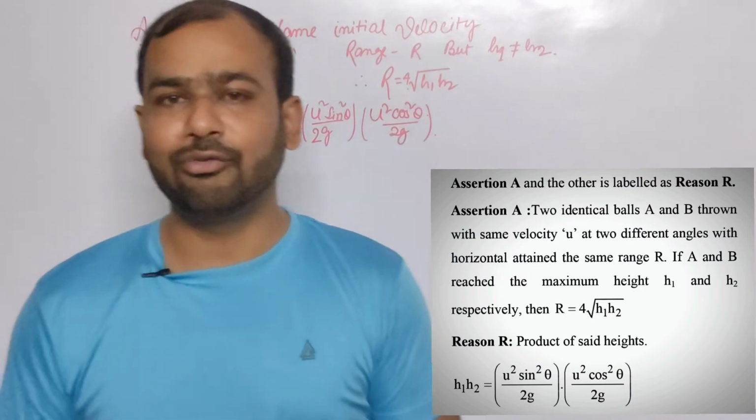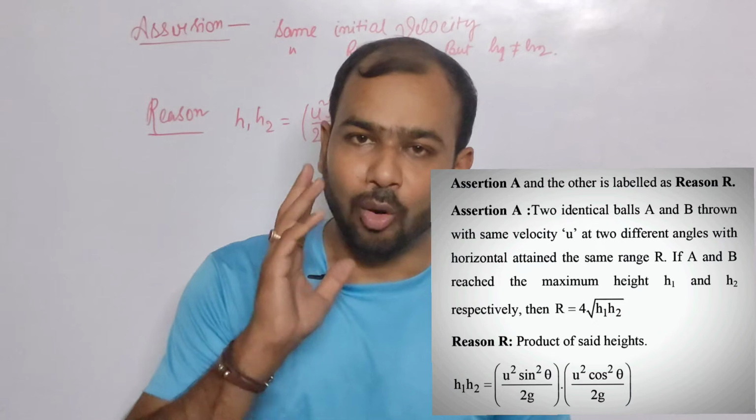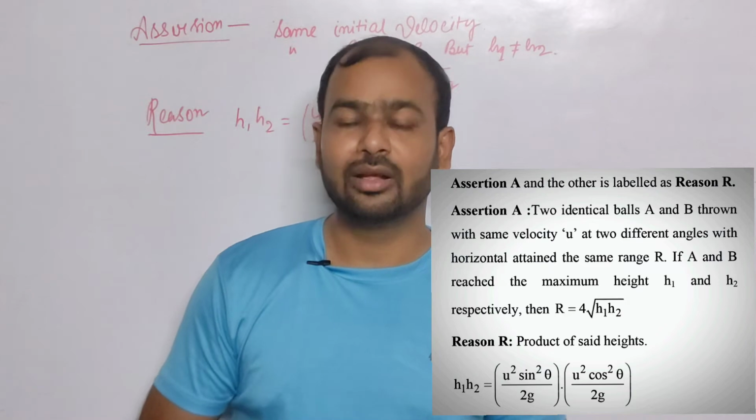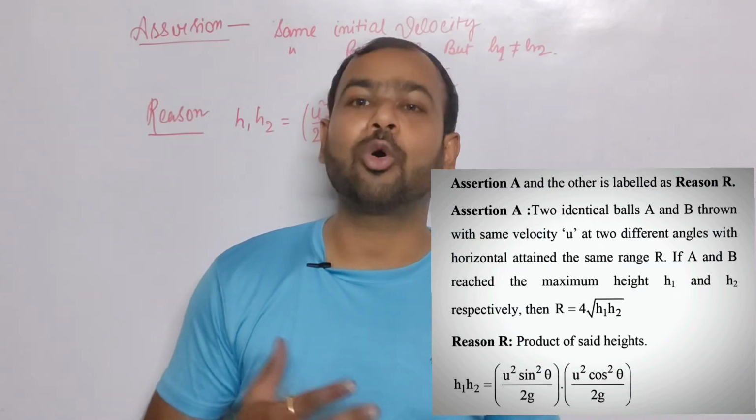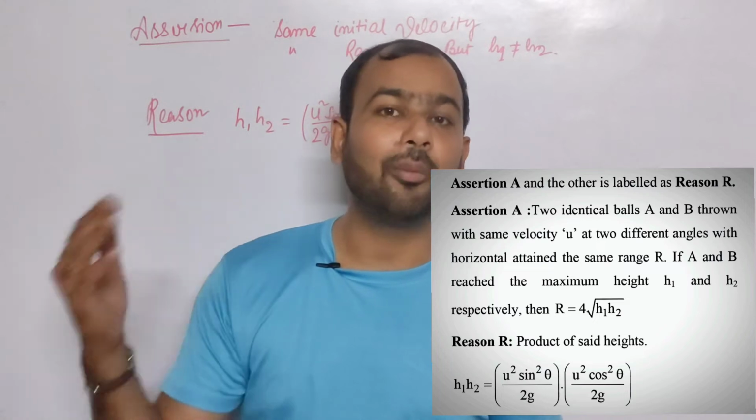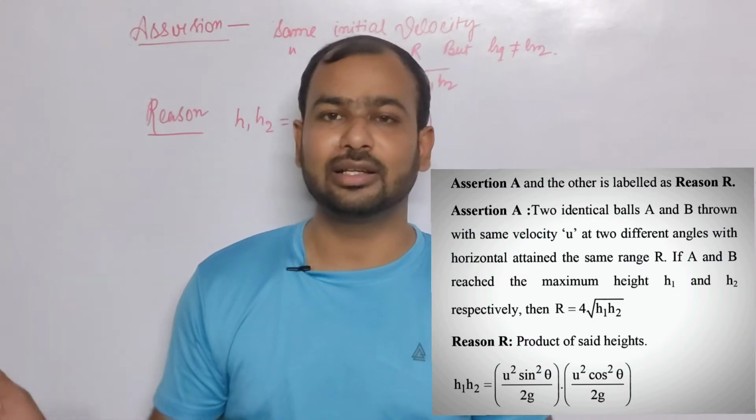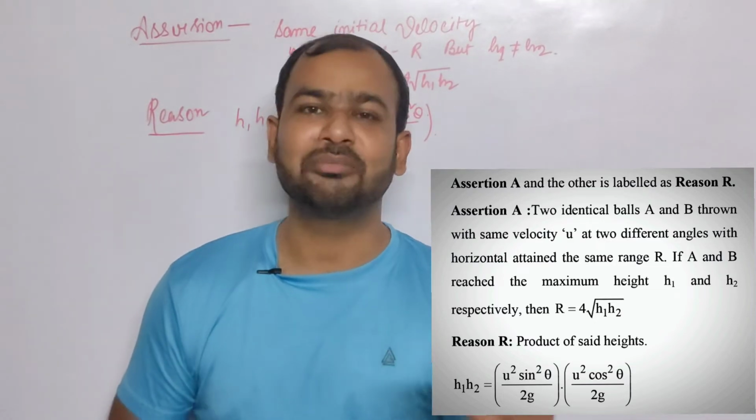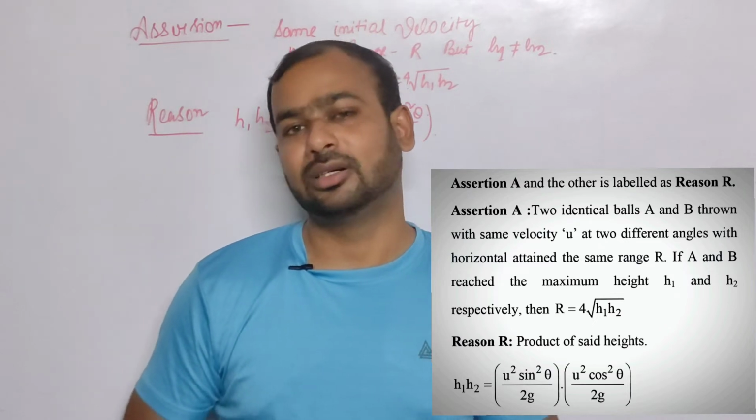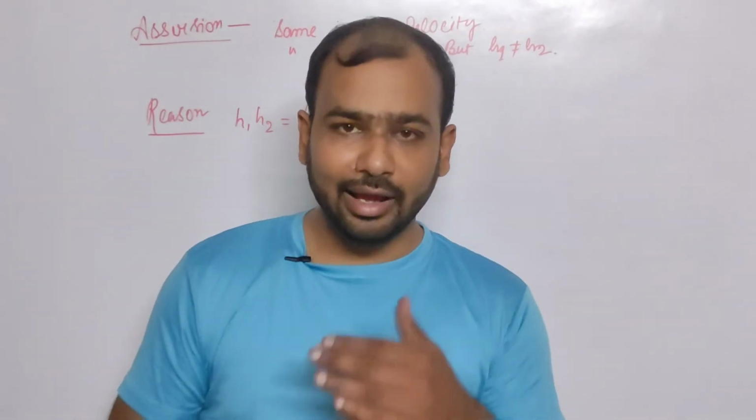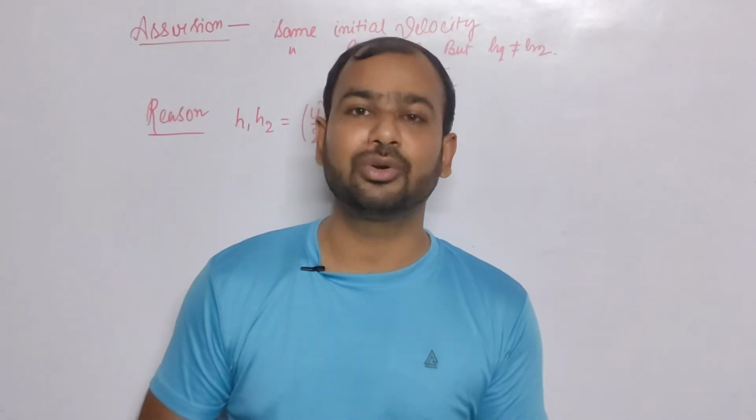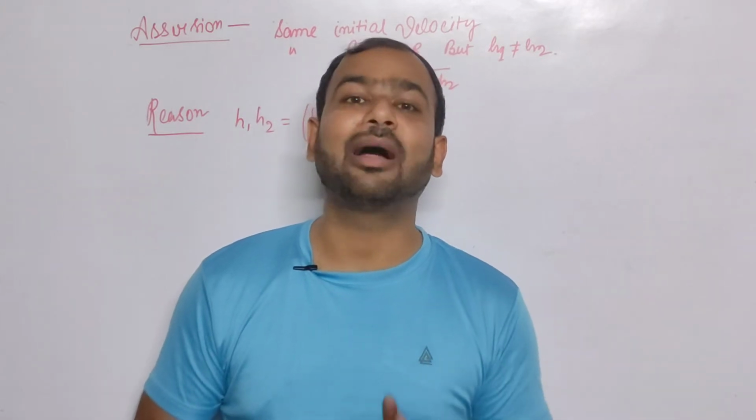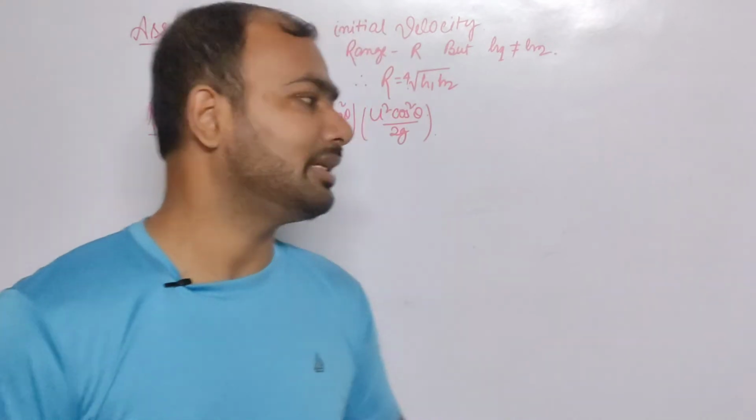So we know that if two balls are thrown and they attain the same range, then what will be the reason? The reason behind that is they are thrown at complementary angles. If one is thrown at 30 degree, another will be thrown at 60 degree. In that situation, the maximum height will be different, but the horizontal range will be the same. If this happens, we substitute one angle by 90 minus theta.